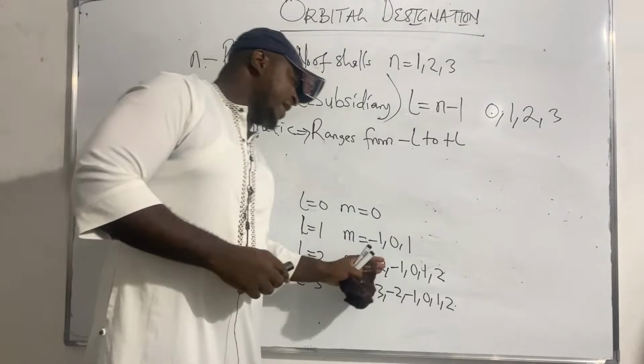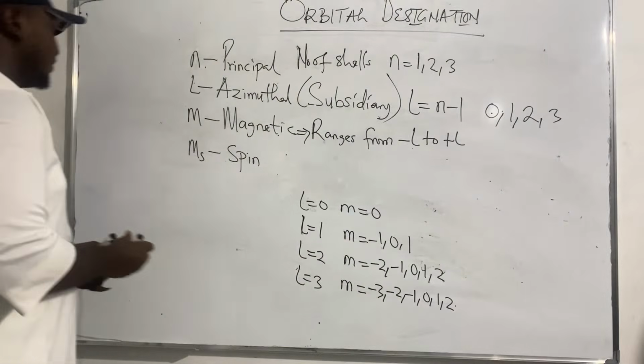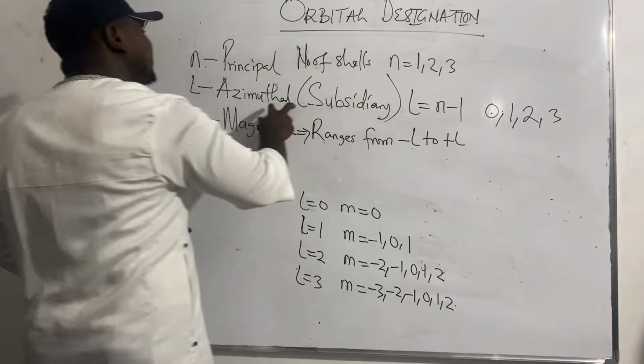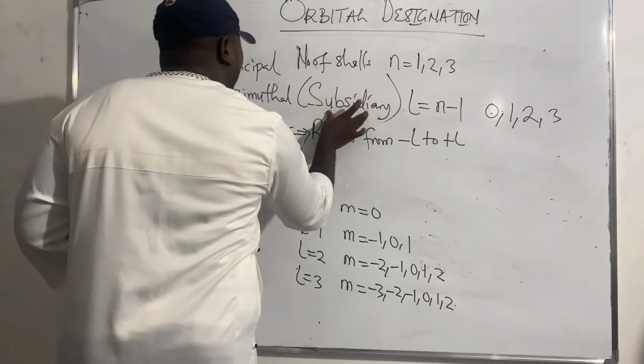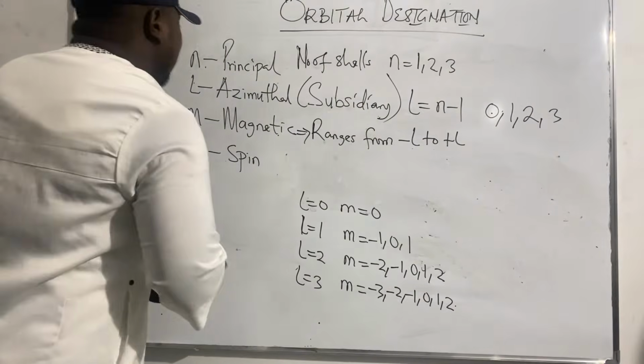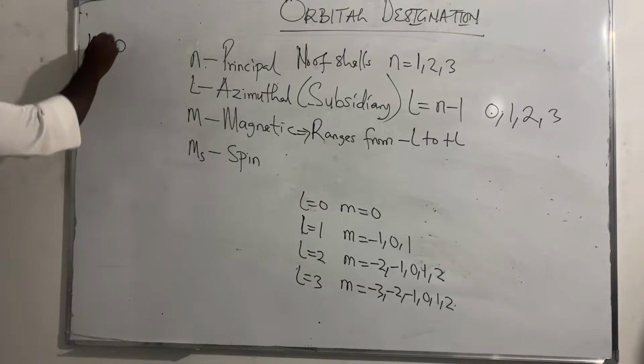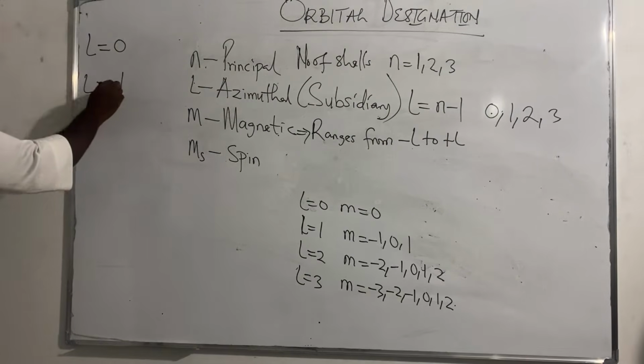Class, this is very, very important that you know it. Like I said, the principal talks about the shell. The azimuthal tells about the orbital or designation. The value of your azimuthal quantum number allows me to know what orbital the electron is in.